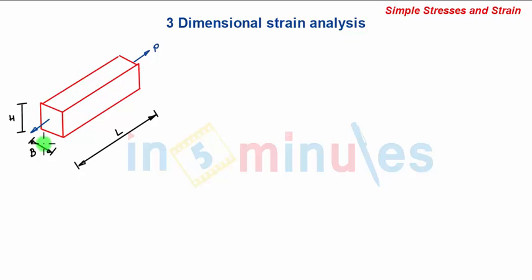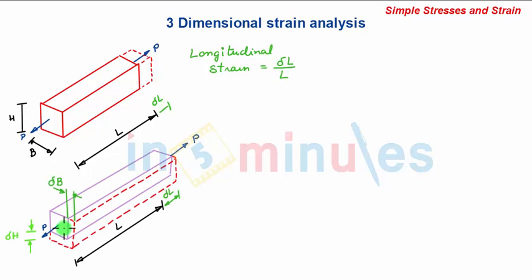Consider a square bar of length L, breadth B and height h, which has been acted upon by a longitudinal load P. Now till now we have studied that due to this longitudinal tensile load P, the bar will elongate in the direction of the load as shown in a figure, where this will be your delta L and the longitudinal strain will be given as delta L by L.